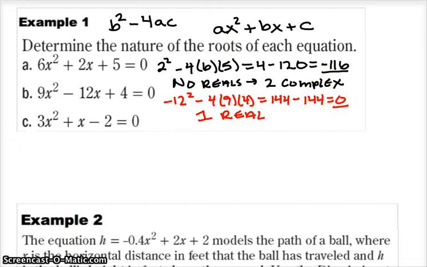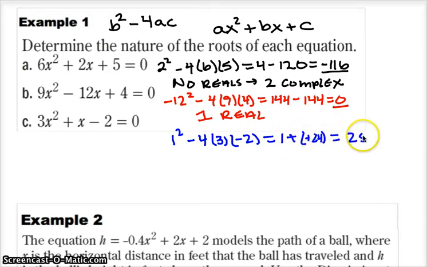And lastly, for part C, I'll plug in my values to the discriminant, and I get 1 squared minus 4 times 3 times negative 2. This equals 1 minus negative 24. Since I have the double negative, that turns to positive, and my final answer is 25. Because I got a positive number, this tells me there are two real solutions.